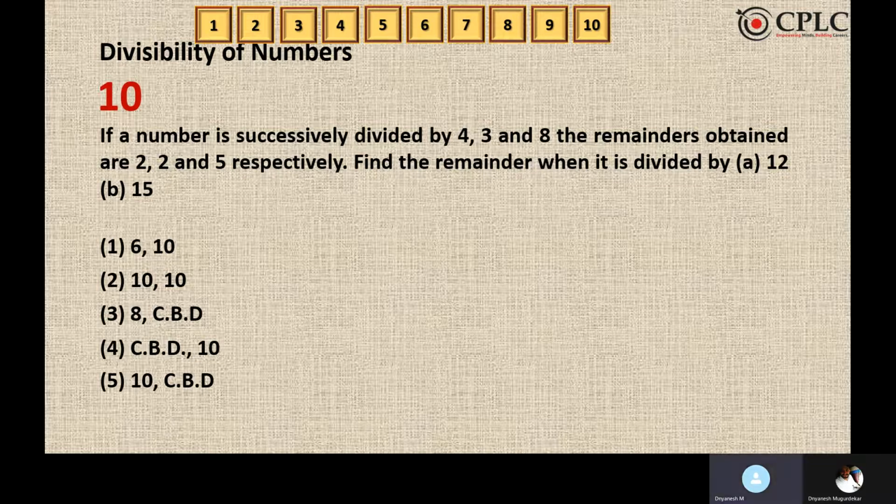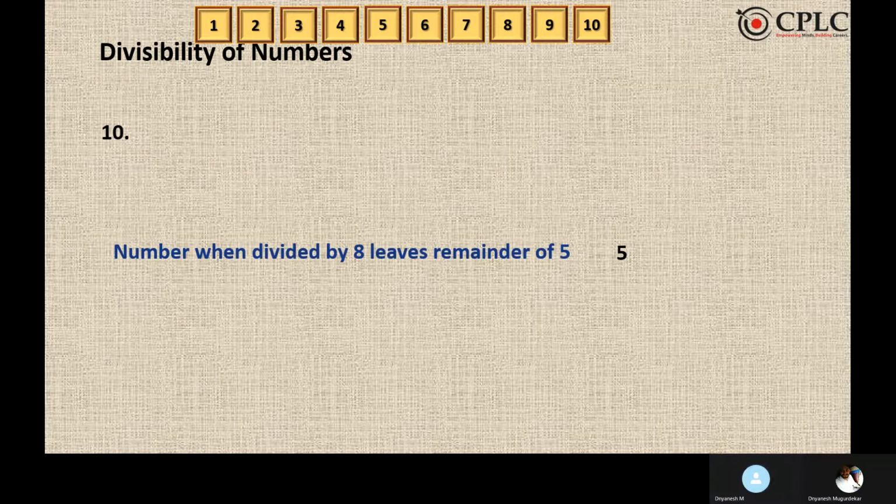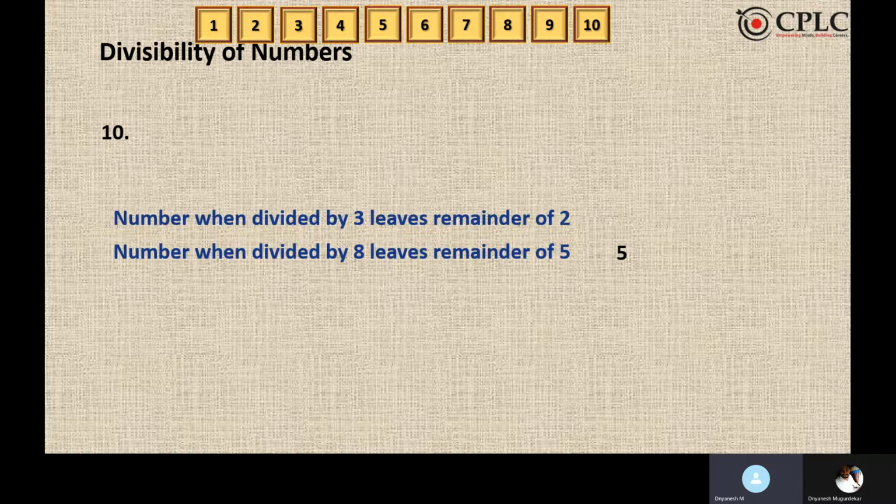So what you do usually is you proceed in reverse. At the end, we divided by 8 and we got the remainder 5. So you start from the smallest number which, when divided by 8, will give you a remainder 5, and that is 5 itself. Then before that, we were dividing by 3 and we got the remainder of 2. Because we are going in reverse, we'll have to multiply. So 5 into 3 plus 2, that is 15 plus 2.